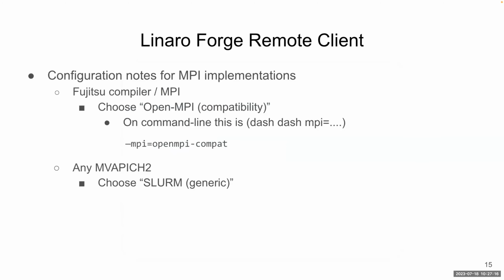And I mentioned this. So for the Fujitsu MPI, you want OpenMPI compatibility. You can use that on the command line with this option, so that's dash MPI equals OpenMPI compat. For MVAPICH2, it has a very tight integration with Slurm, so you can just use Slurm, and everyone's happy. And that's that.